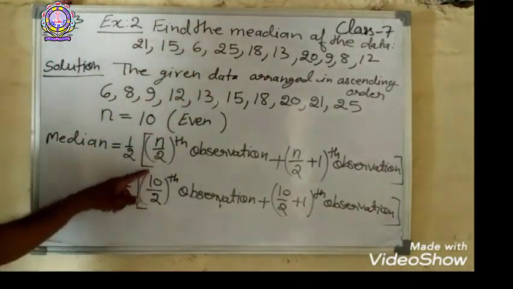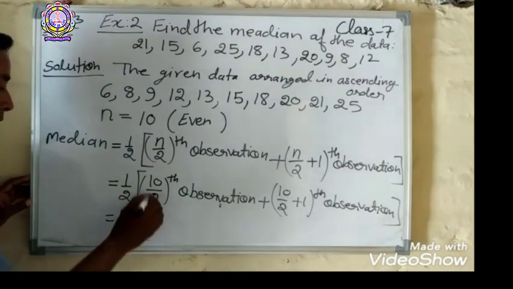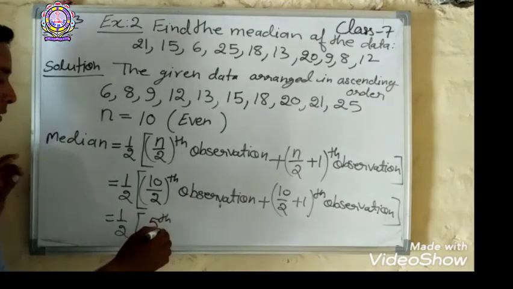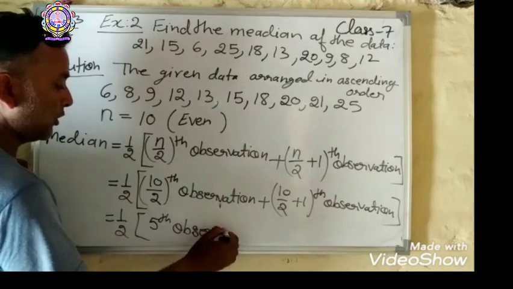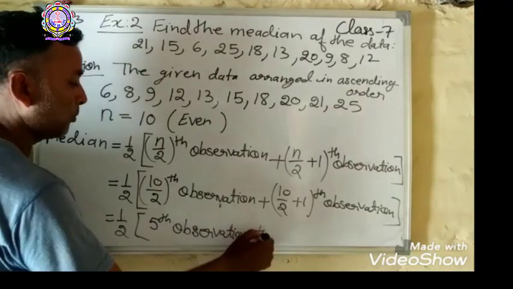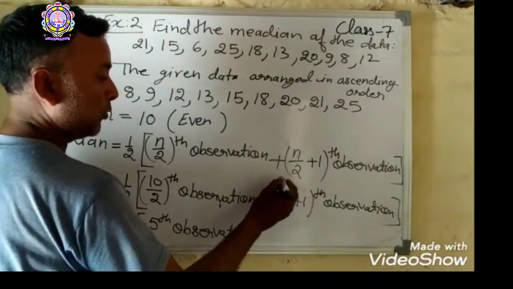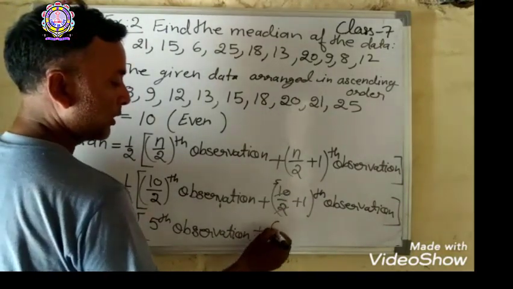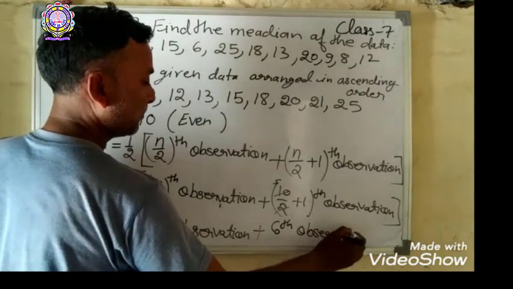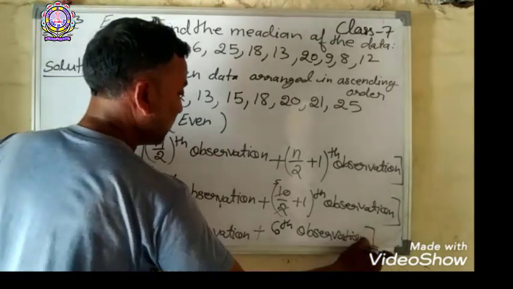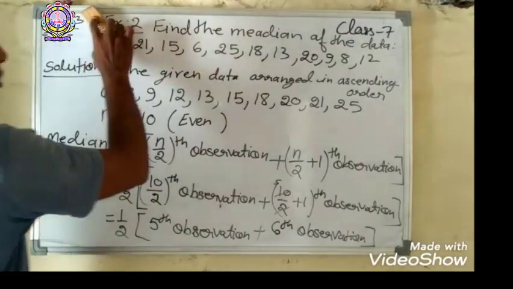and now 2 5s are 10. 1 upon 2, the fifth observation plus, 2 5s are 10, 5 plus 1, the sixth observation, and bracket close. Okay, I am raising this question.